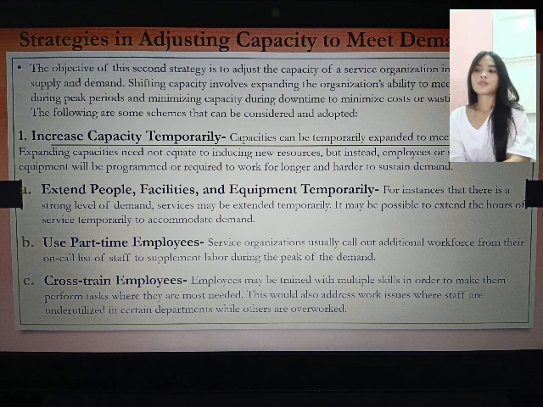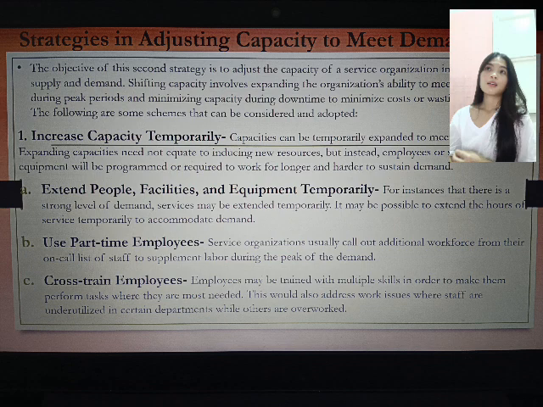Then the next one is cross-train employees. Employees may be trained with multiple skills in order to make them perform tasks where they are most needed. This would also address work issues where staff are underutilized in certain departments while others are overworked. So cross-train employees. May mga employees na kailangan talaga nating i-train sa iba pang trabaho, hindi lang sa isang trabaho. Kasi may mga situation na, like what if magkasakit sila or wala sila, or grabe na talaga ang overwork nila. So kung ma-train mo sila sa ibang mga trabaho, kaya nilang mag-alternate, para hindi ka mawawalan ng tao.